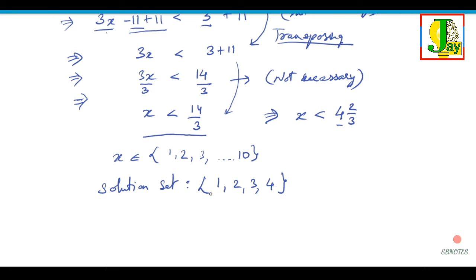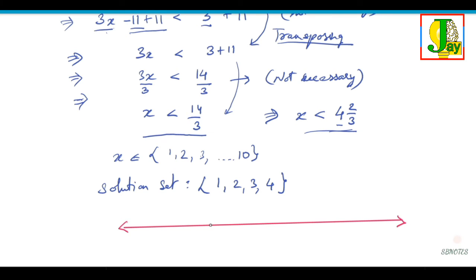1 से छोटा हम नहीं ले सकते हैं और 4 से बड़ा नहीं ले सकते हैं, क्योंकि 4 से बड़ा अगर 5 लेंगे तो वो इससे बड़ा हो जाएगा. ठीक है, so solution set ये हो जाएगा, and representing the solution set on a number line.